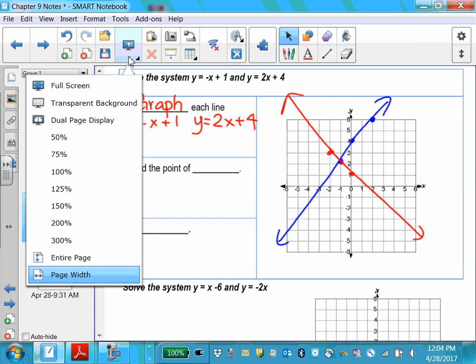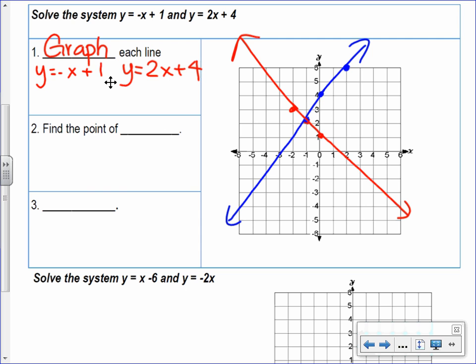Hopefully if you graphed correctly, your graphs look super similar to mine, almost identical. If yours doesn't, you've made a mistake somewhere and you need to figure out where. Yes, ma'am. Negative 1 over 1. Okay, so hopefully when you graphed, you got them to look super similar to this.